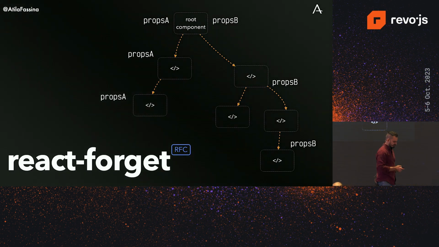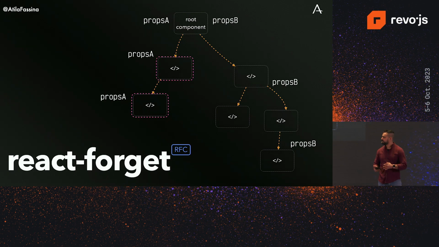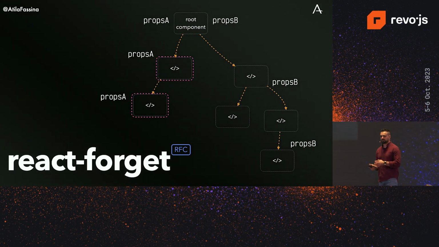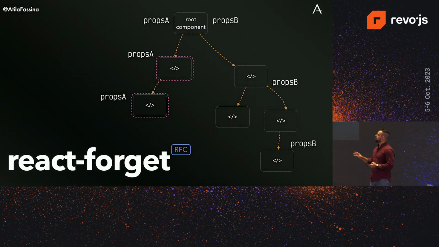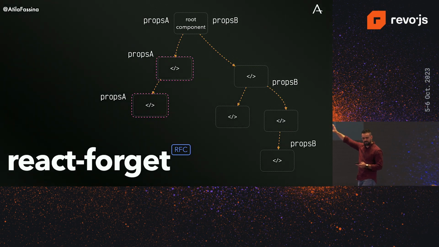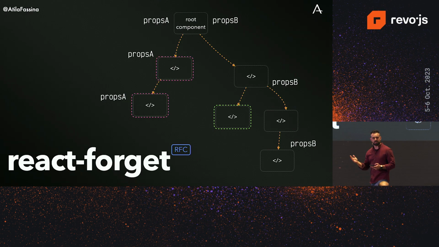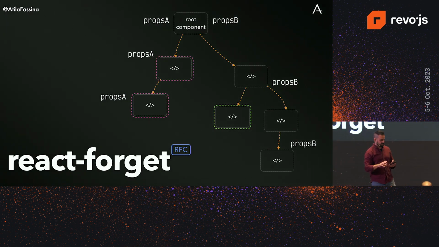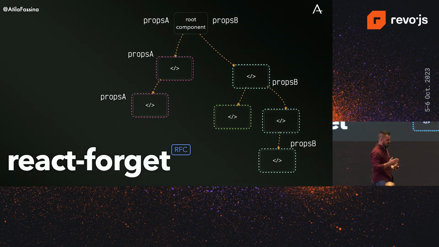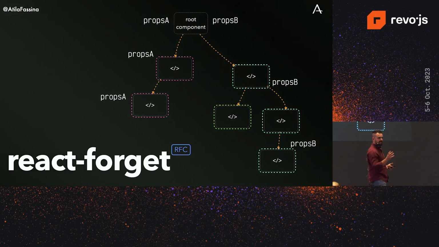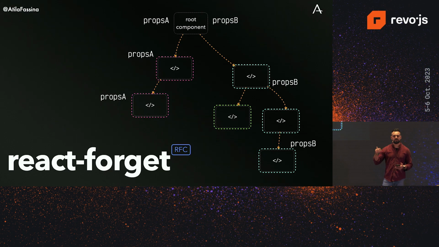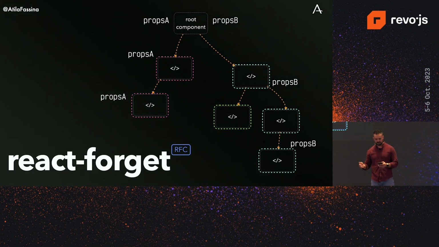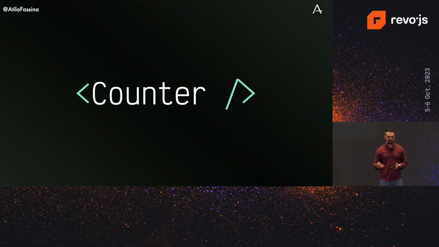What does that mean? It means that, remember that tree before? We're going to split them into little blocks. So there's a block that uses the prop A. Those are going to be memoized together. There's another block that uses no prop. That's going to be memoized as well. And then there's another block that uses prop B. So they're going to be memoized, and there's not going to be all those re-renderings. But that's a lot of talking.